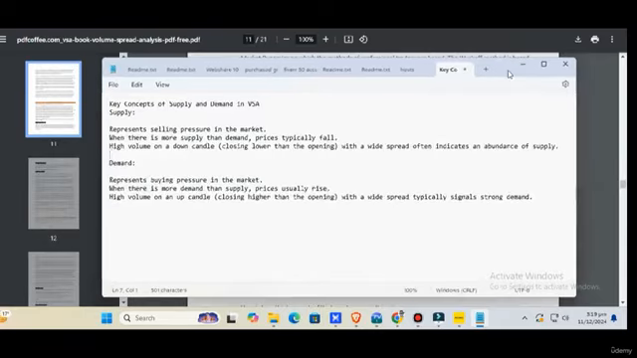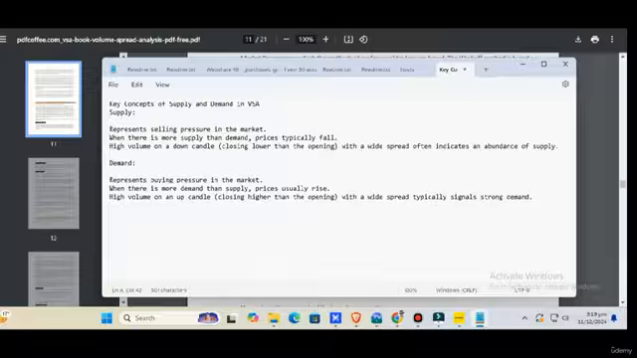What are the key concepts for supply? First, there are three points for supply. Supply represents selling pressure in the market. So supply means there is selling pressure in the market. I already explained how to check selling and buying pressure, and I have already made the video. So check what selling pressure is and what buying pressure is. Okay, the first condition is met.